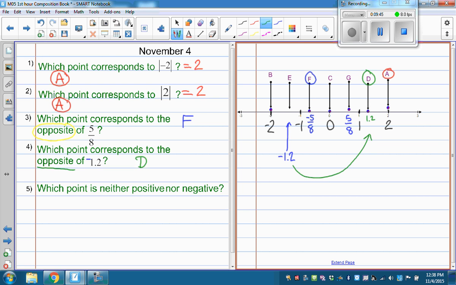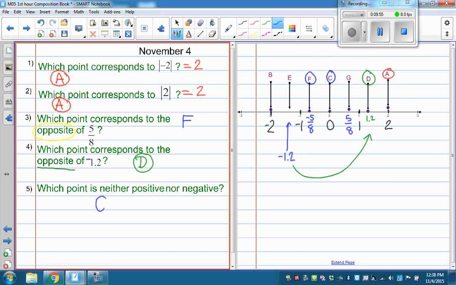And then the last question we did in class is which point is neither positive nor negative? And we would say that C, 0, is neither positive or negative. And the best way to think about that is that 0 has no opposite. So then it can't be negative, nor can it be positive.